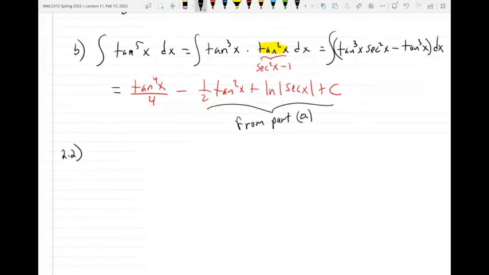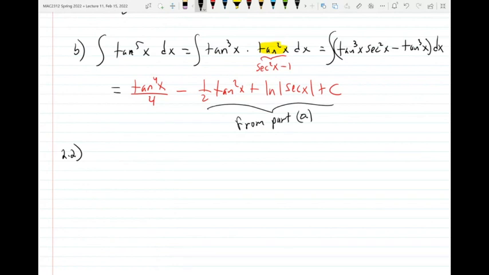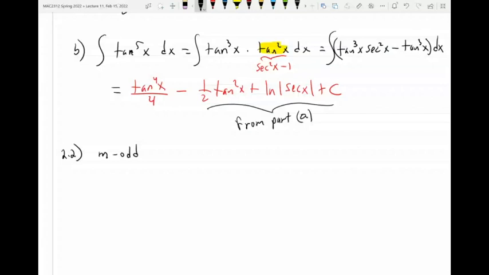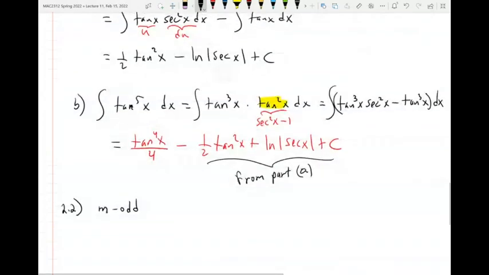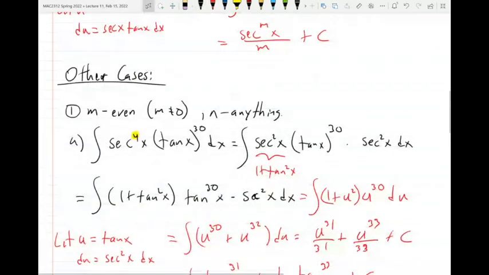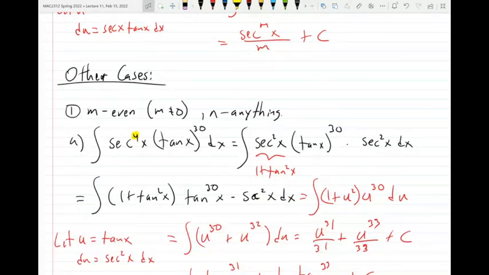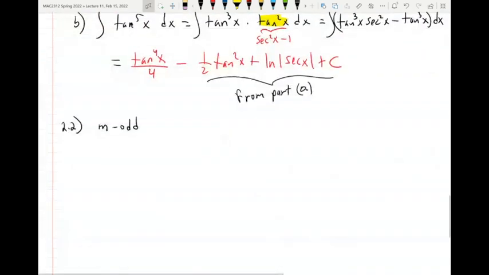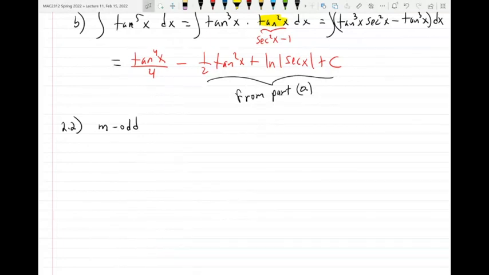Now case 2.2, what do we do when the power of tangent is still odd, but now there is a secant with an odd power? I remind you that we don't need to consider the even case because we already did that. We already discussed what happens when secant shows up with an even power and tangent is whatever you want. So the question is, what if secant shows up with an odd power? That's what we're doing now. So m is odd, but we have tangents. And then the next case would be, what if we don't have tangents? What do we do? That's a different story. It's a different technique.